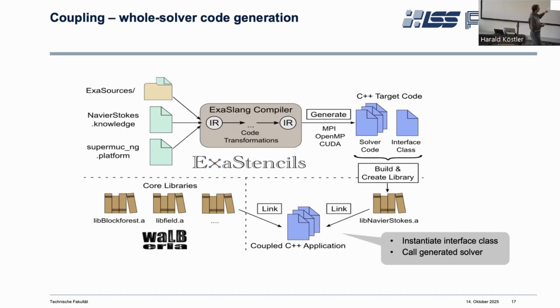Then you use your internal compiler, generate your basically files that contain C++. And out of that, we now create such a library. And this we link together with our waLBerla. So that's how we have done it here for this use case. And of course, in this way, we can now basically use waLBerla coupled to a multigrid solver from exostencils.